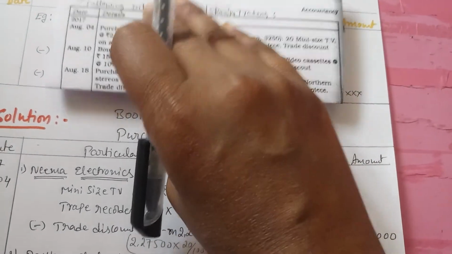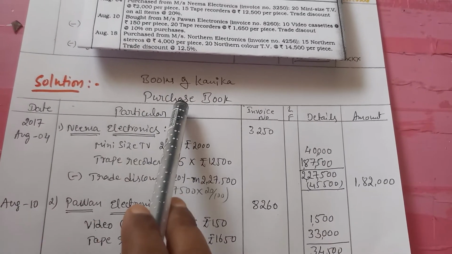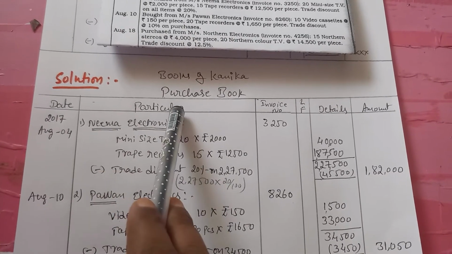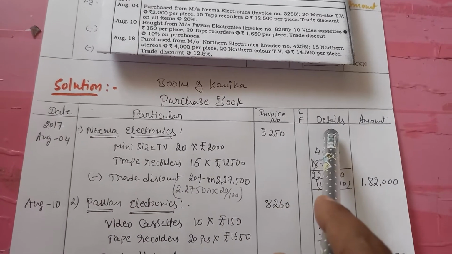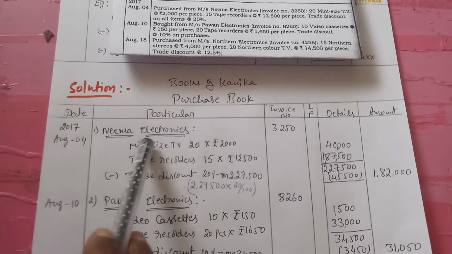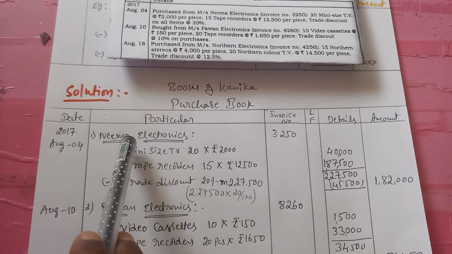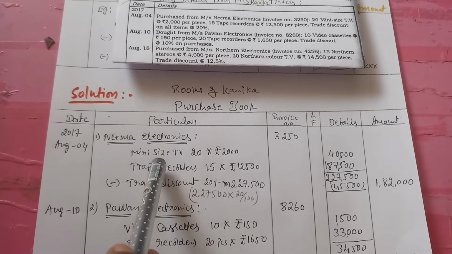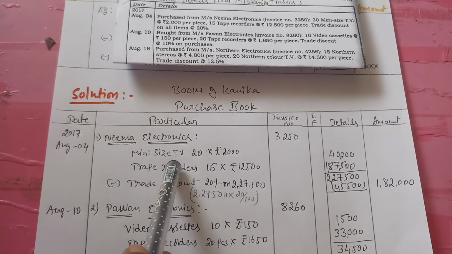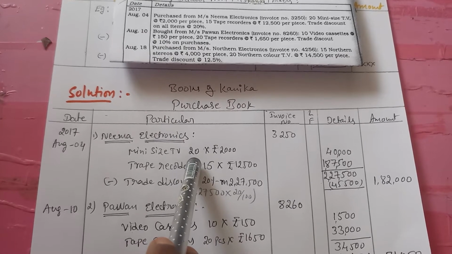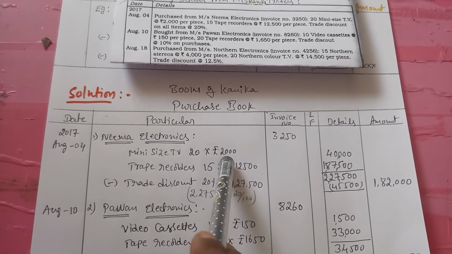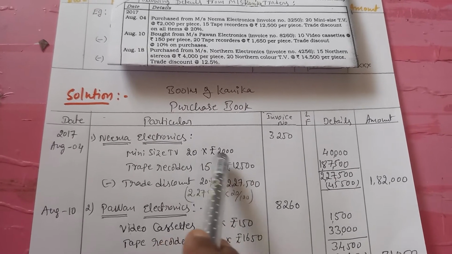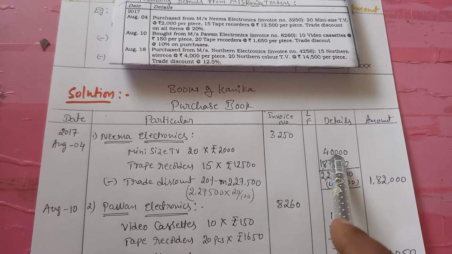I prepared a solution. Books of Kanika, purchase book. You know the format already: date column, particulars column, invoice number, ledger folio, details and amount. First, Nima Electronics, a supplier. We bought goods from Nima Electronics. First goods we purchased were mini size TVs, 20 pieces. Each TV rate is 2000 rupees. We multiply both and get 40,000 rupees.